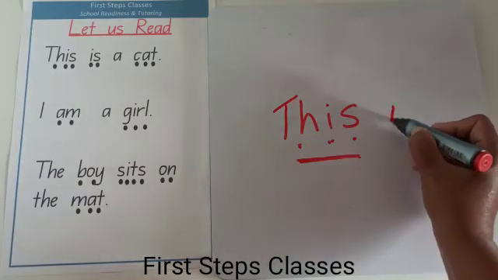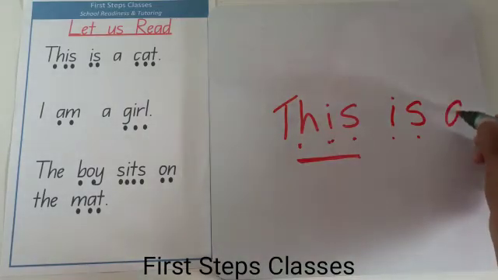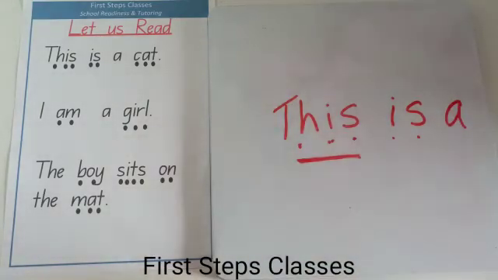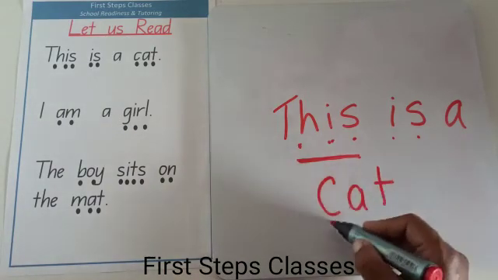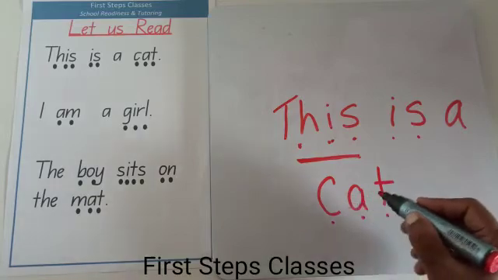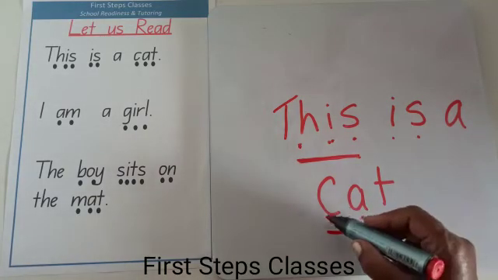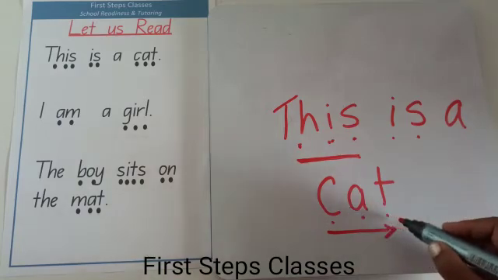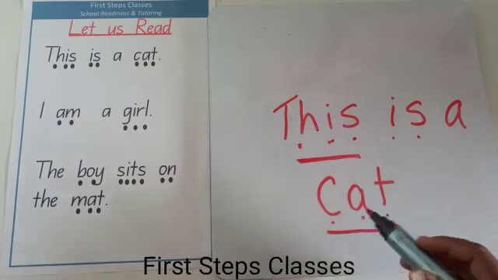This is a. Now this letter A is not a sound. It is not read as a sound. It is read as a word. That is why there is no sound dot underneath. Cat. First segment it and then blend it together and read it as a word. Cat. This is a cat.